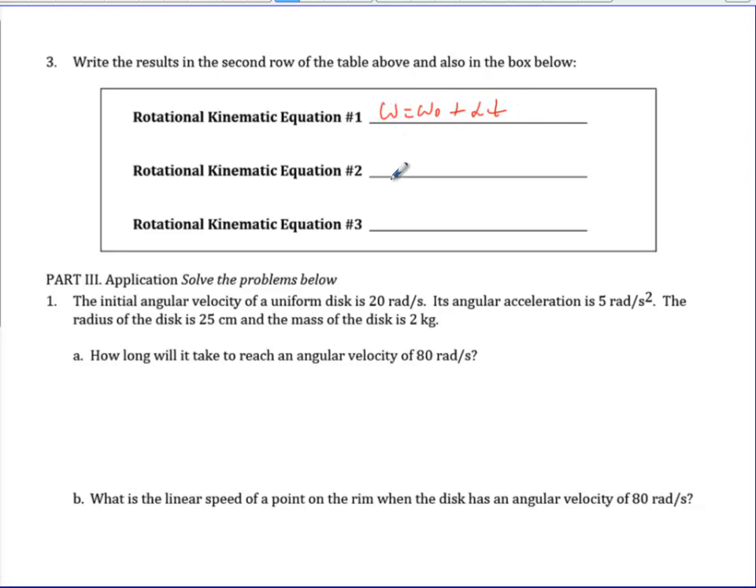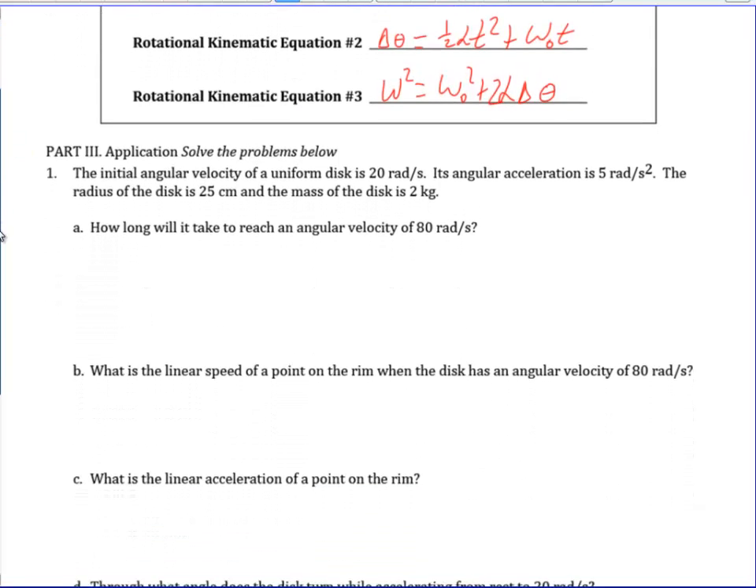I'm going to write this one as change in angular position instead of just final and initial. So change in angular position is equal to 1/2 angular acceleration times time squared plus initial angular velocity times time. And finally, final angular velocity squared equals initial angular velocity squared plus twice the angular acceleration times the change in angular position. All right, so those same three equations, awesome.